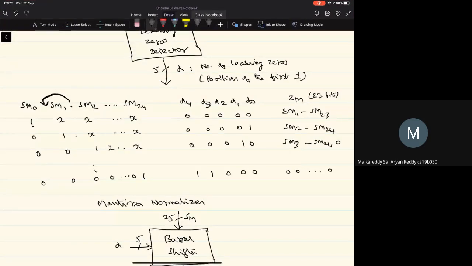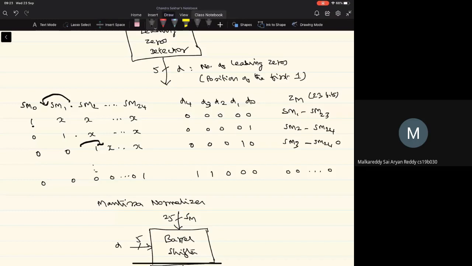If the number of leading zeros is 2, right, then the binary point has to be shifted here. And in that case, the matrix of bits will be SM3 to SM24. That's only 22 bits. Then we have to put a 0 in the last bit position, right? And this continues. Let's say if the leading zeros is 23 and the first one is in the position SM24, then the number of leading zeros is 24, right?